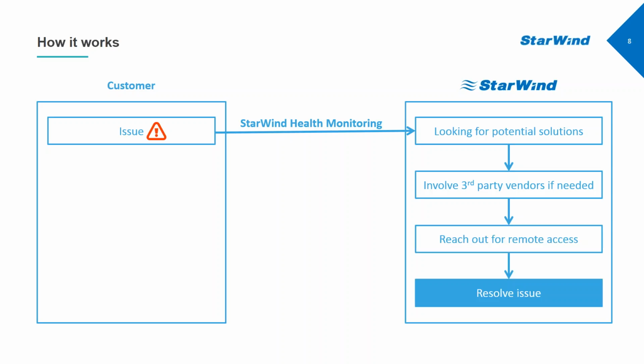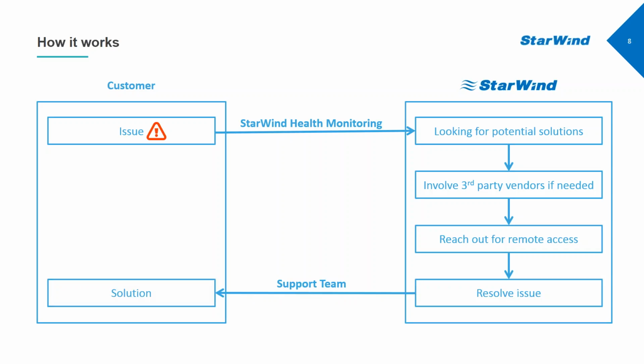Now, after we reach out for remote access, we resolve the issue, and then we just report to you saying that the issue has been resolved, and finally, we managed to find a solution. This can happen very shortly after the issue happened, or even before it actually happens. It depends on the specific case and scenario, since our proactive support collects various metrics and provides predictive analytics as well, but obviously it's individual to each environment.